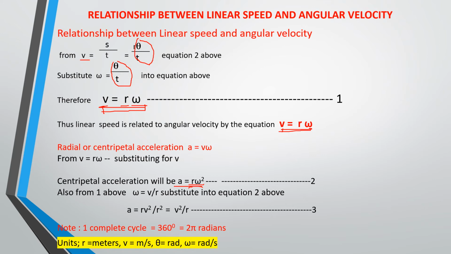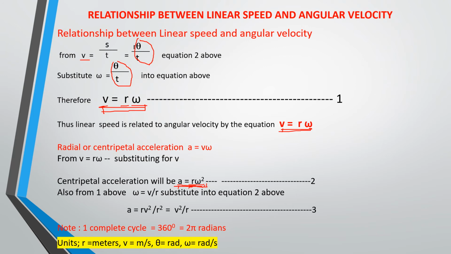So centripetal acceleration is equal to radius times the square of angular velocity. Right? Centripetal acceleration is equal to radius times the square of angular velocity. So if you substitute for v, you have this equation.